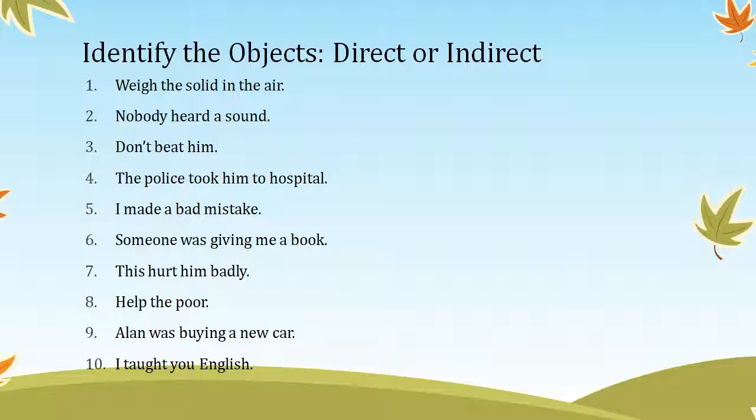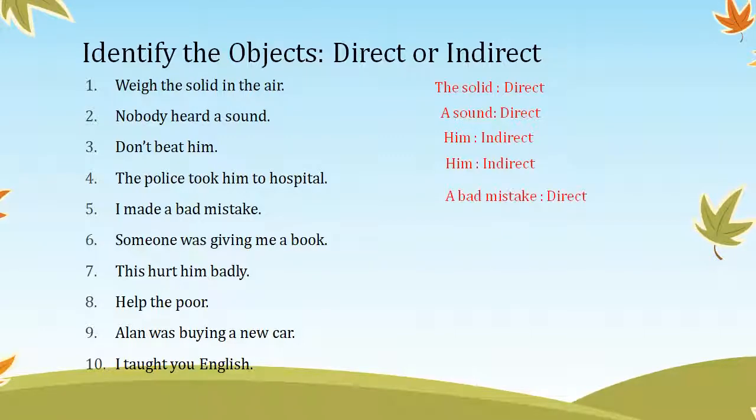Okay, now let's go over that. Which one? The solid object is direct, because it is a thing. The second, a sound, is also direct because it is a thing. Him, that is an indirect object because it is a person, whom. So again, him, that is the indirect object over there. "The police took him to hospital," whom? Him. "I made a bad mistake," the bad mistake is a direct object because it is a thing.